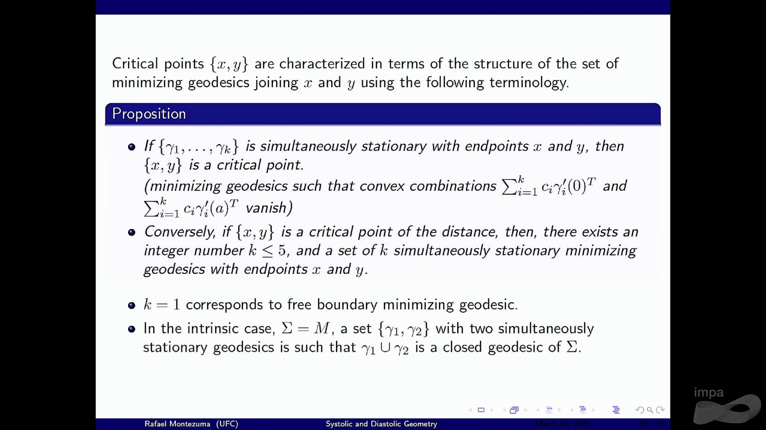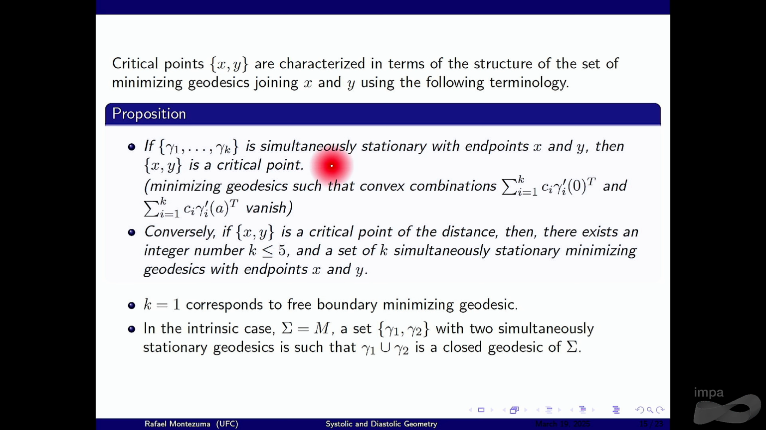So here we have a characterization in terms of the structure of minimizing geodesics, which simplifies our life a lot, which is the following. Actually, we start with, it could be an example. This could be an example. If you take k curves, right?